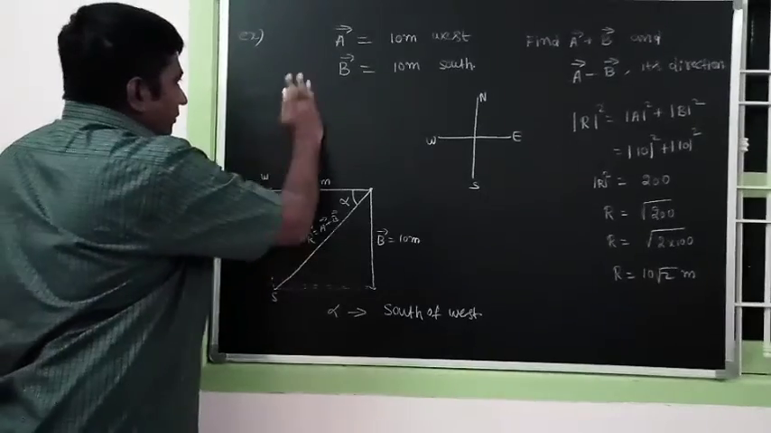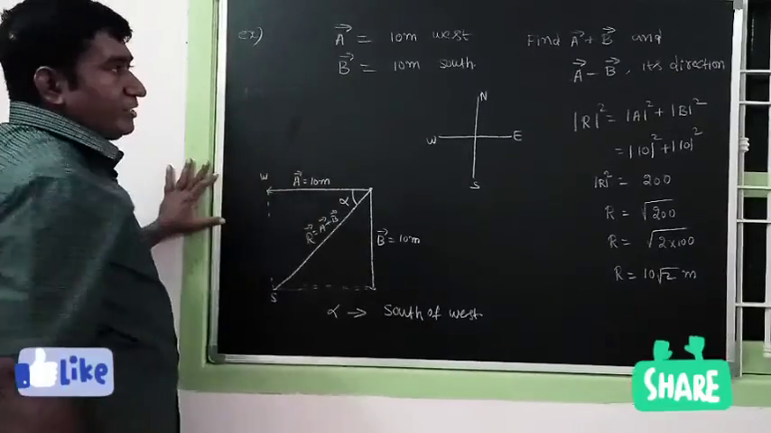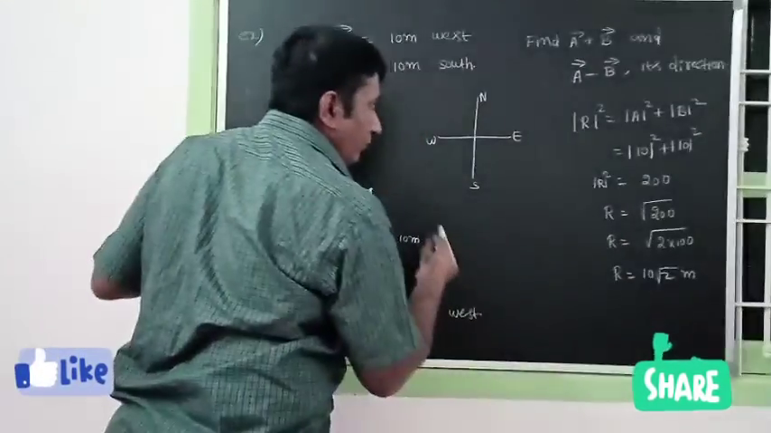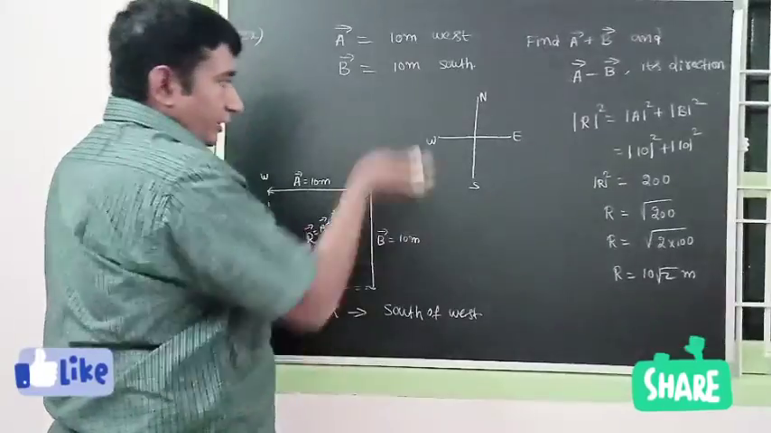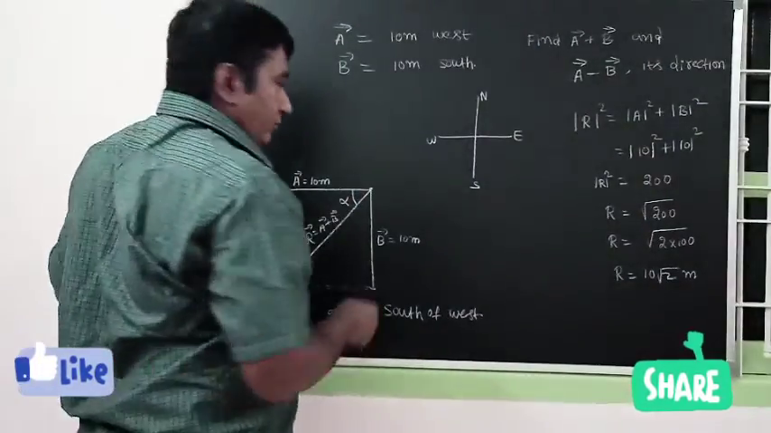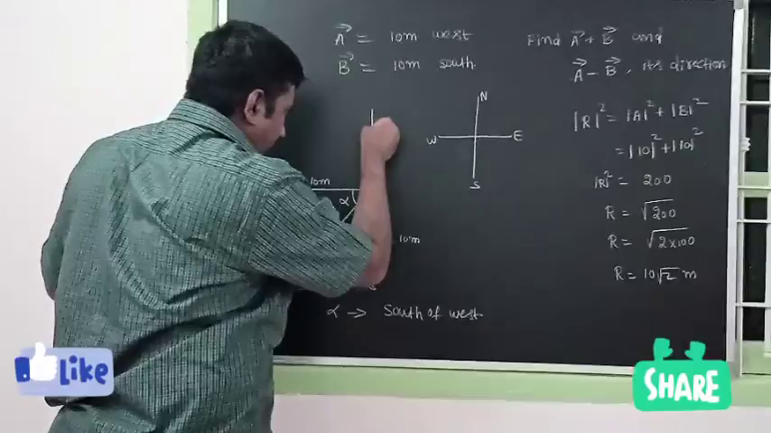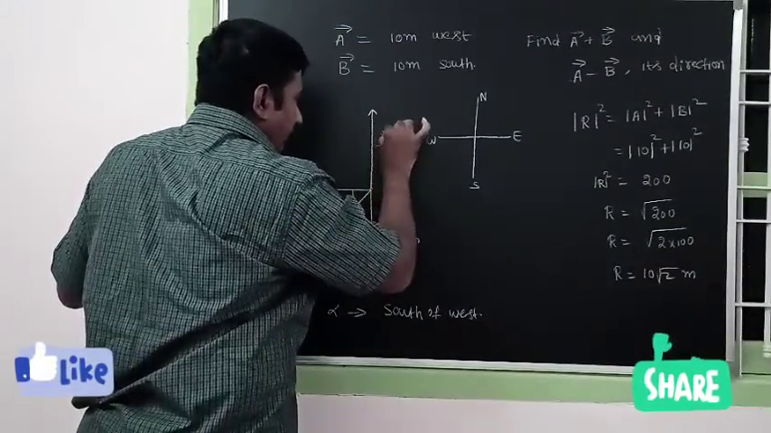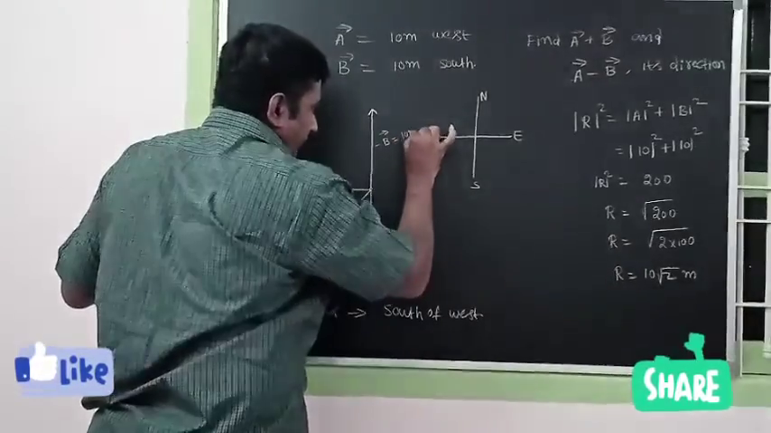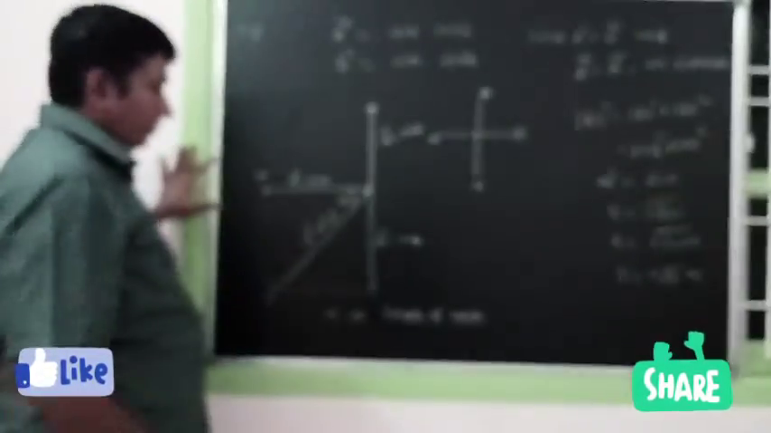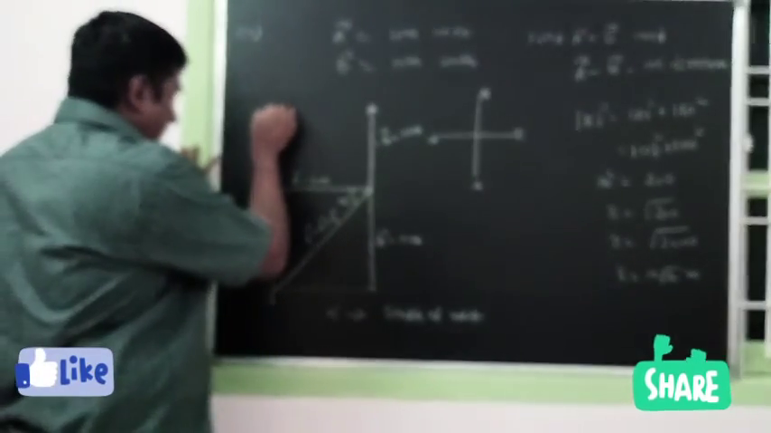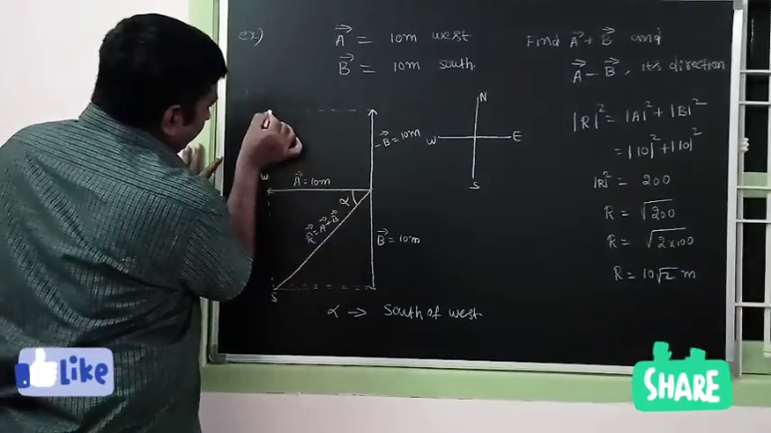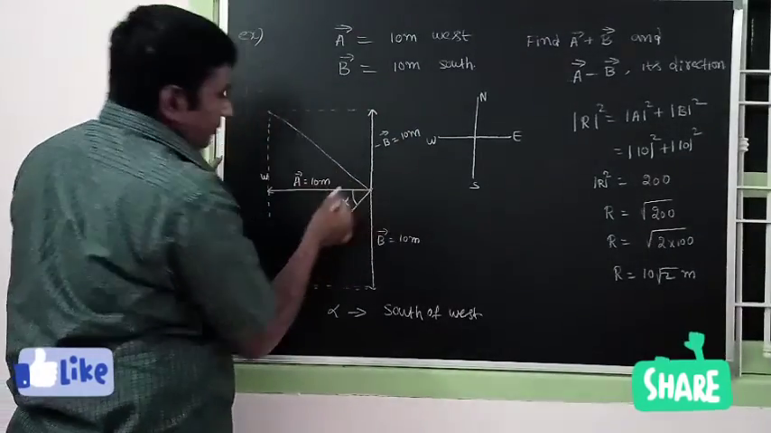Okay, so next, A minus B. If this is the A vector, then what is the negative value? Negative value is nothing but anti-parallel. So that's exactly what I can take. This can act as the negative B, which is nothing but 10 meters. So these also can act as adjacent sides of a parallelogram. The resultant is given by the diagonal which passes through the same point.